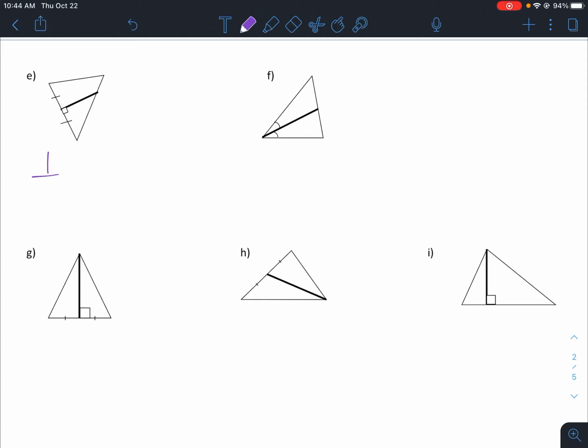Letter G, again, has right angle and congruent segments, so this is another perpendicular bisector. Letter H just has a congruent segment, so this one's called a median. And letter I only has the right angle, so that one is called an altitude.